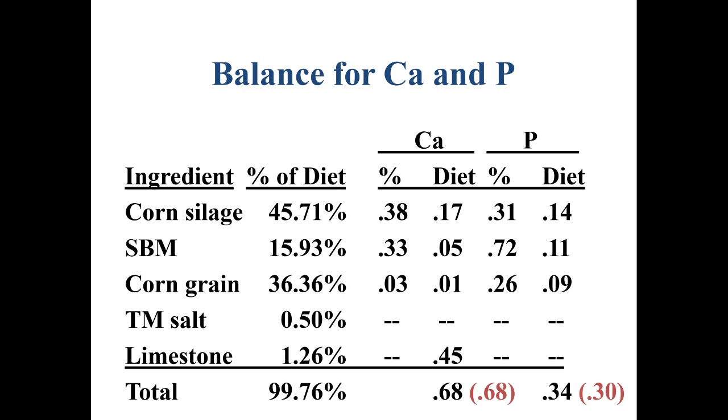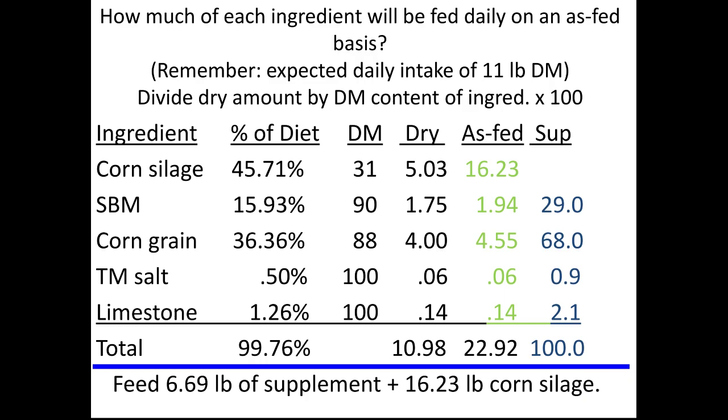So if we look at this table now, we've met both the calcium and phosphorus requirement. Remember, at the very beginning, we allotted ourselves 1.5% space in the diet to balance for our minerals. And as you can see here, we only needed to use 1.26% of it to balance for the limestone.